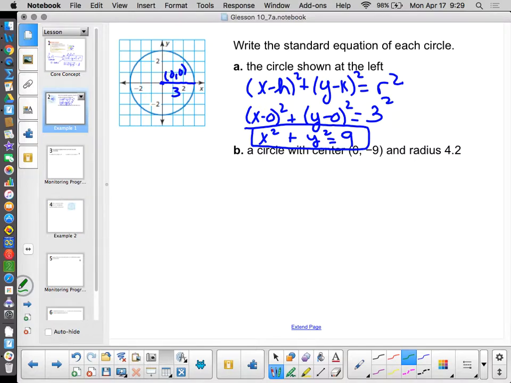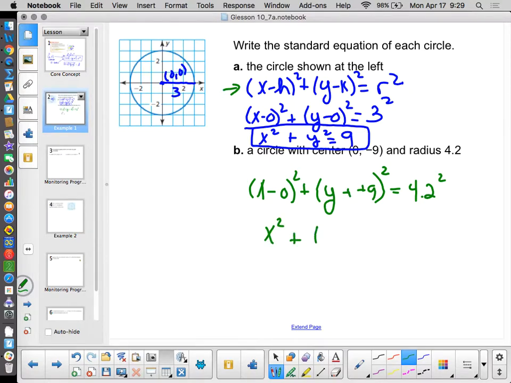Again, one that's not pictured, we're given the center at (0, negative 9) and the radius is 4.2. We start with the same formula. So (x minus 0) squared plus (y minus negative 9) squared equals 4.2 squared. Now we've got a little bit more work to do here because (x minus 0) squared, that's easy. That's just x squared. I'm not going to FOIL this out. I'm just going to rewrite this as (y plus 9) squared because minus negative is a plus. I am not going to FOIL out the (y plus 9) squared here. That's something you'll do more in Algebra 2 and definitely in pre-calculus, but not here.